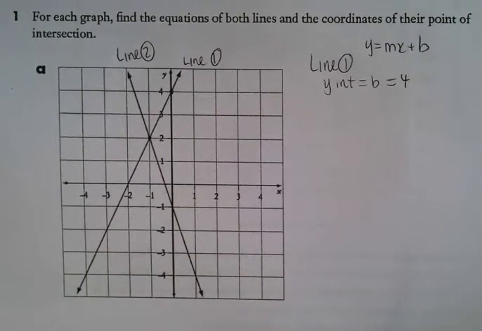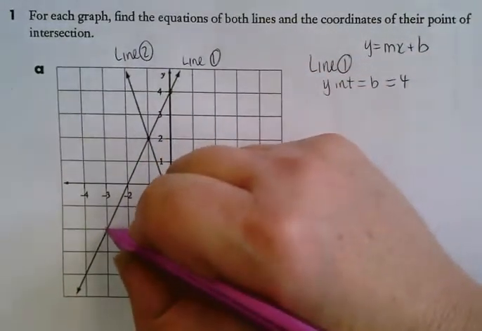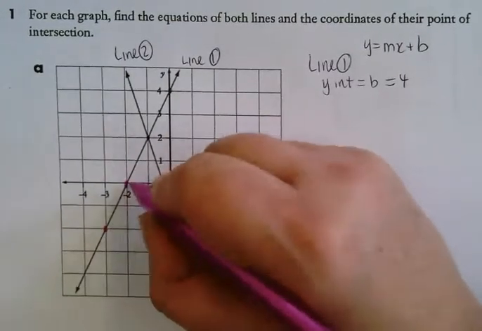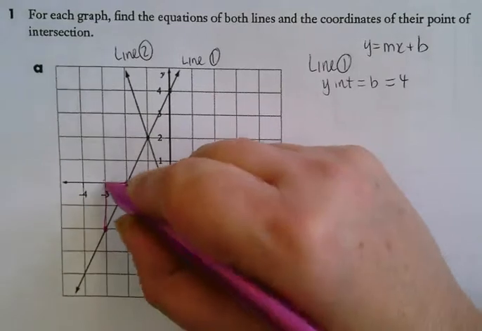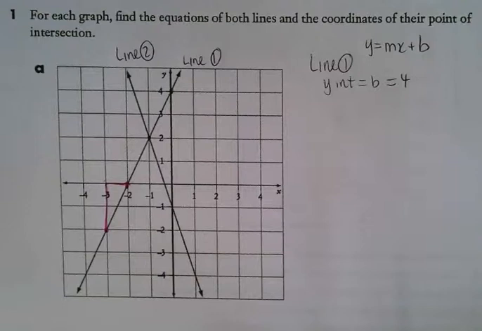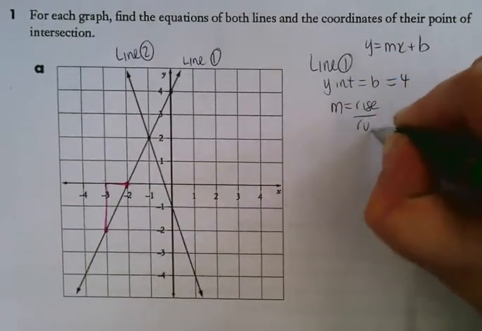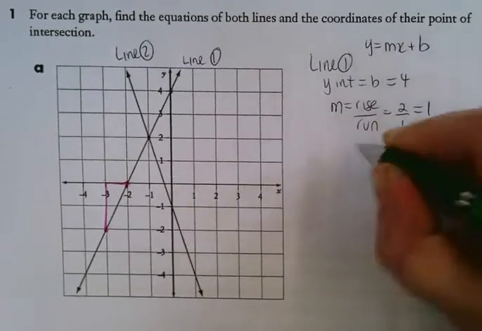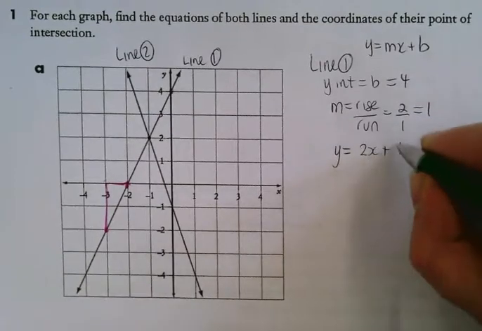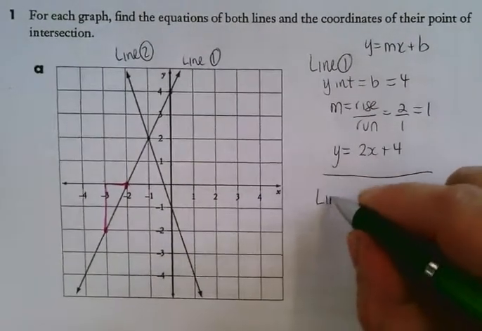So when you've got a nice graph on a grid like this, you can actually see the gradient using any 2 points on line 1. I'm just going to choose these 2 points here. To go from there to there, how much do I rise and how much do I run? So the rise over the run is 2 over 1. So for line 1, the gradient, which is rise over run, is 2 over 1, which is 2. So therefore the equation of line 1 is y equals 2x plus 4.